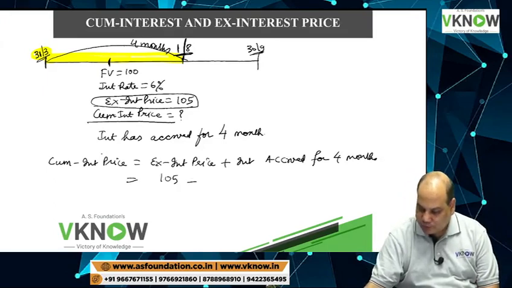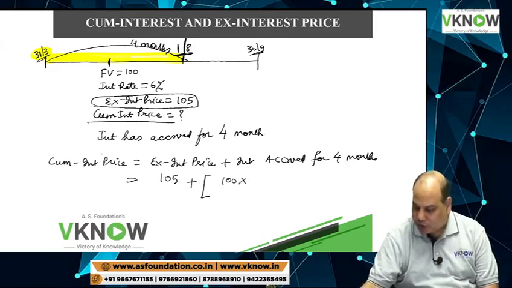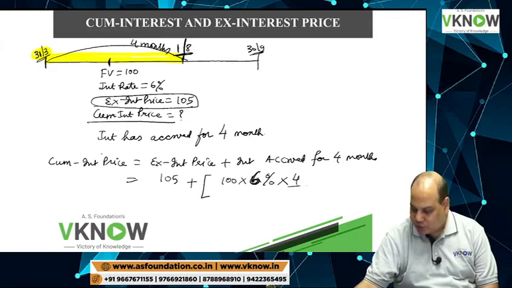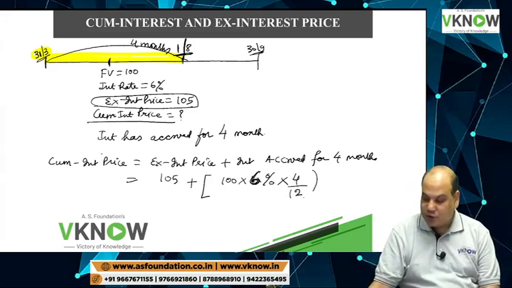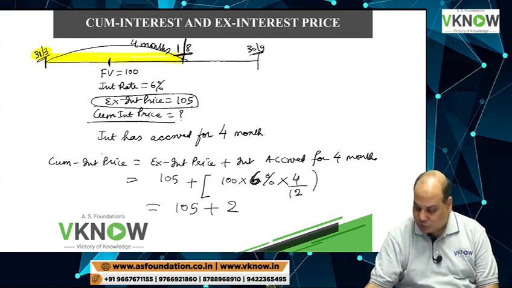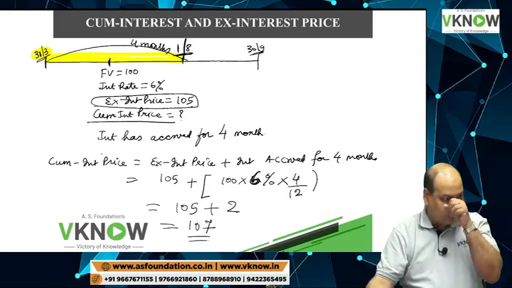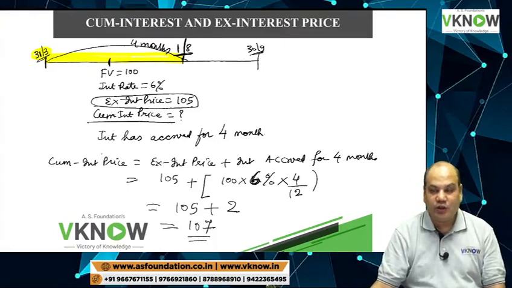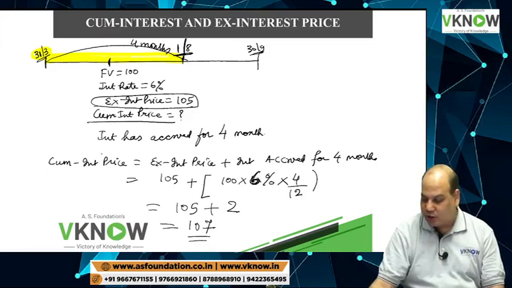So 105 plus, interest is calculated always on face value. 100 into 6% into 4 by 12. So this is 105 and this is 2 rupees. So that comes to 107. Jadeja, Jayashri, Tiwari, you are right. Padamja. So most of you are able to get it right now.